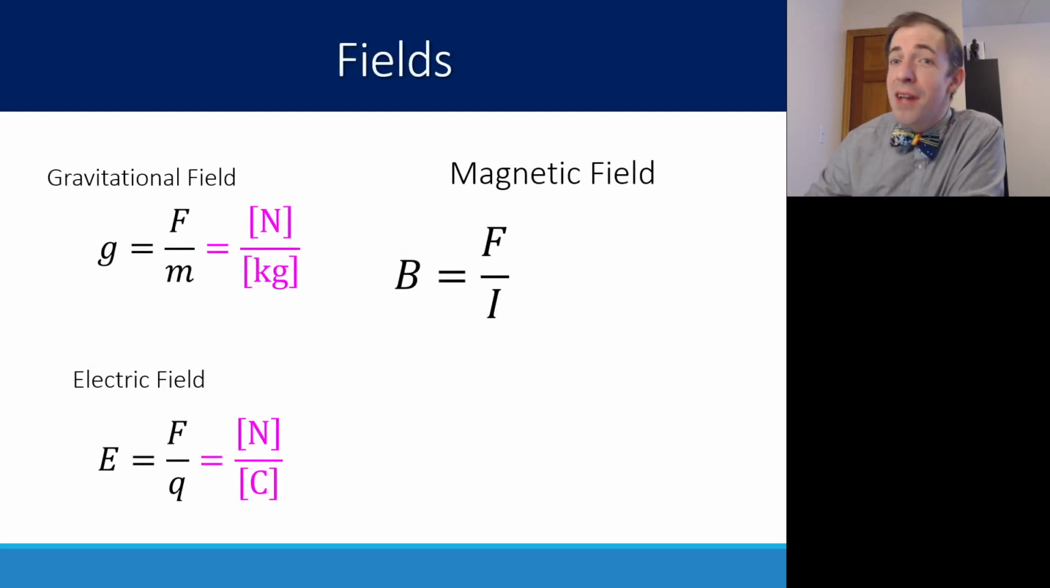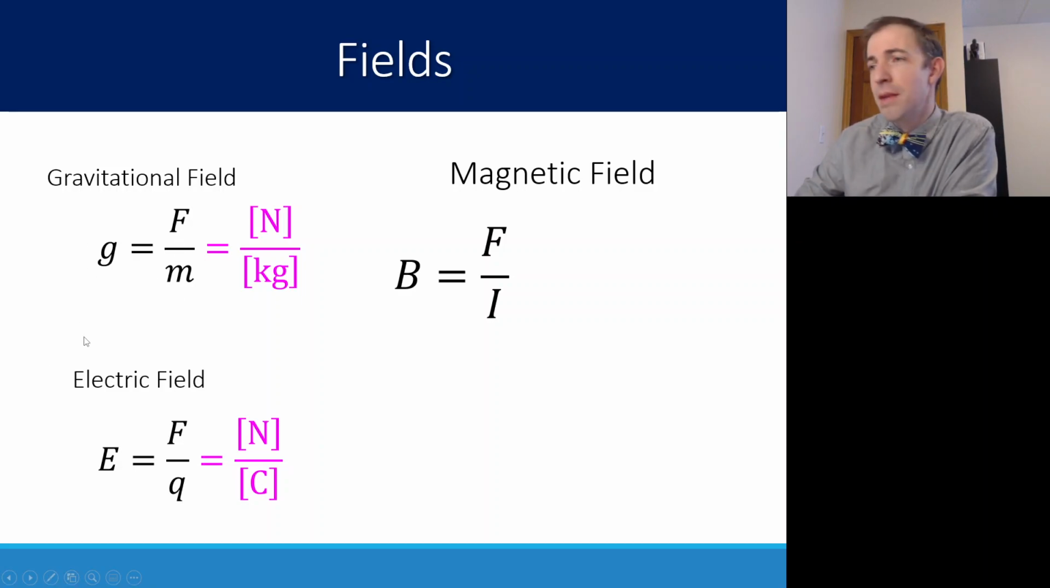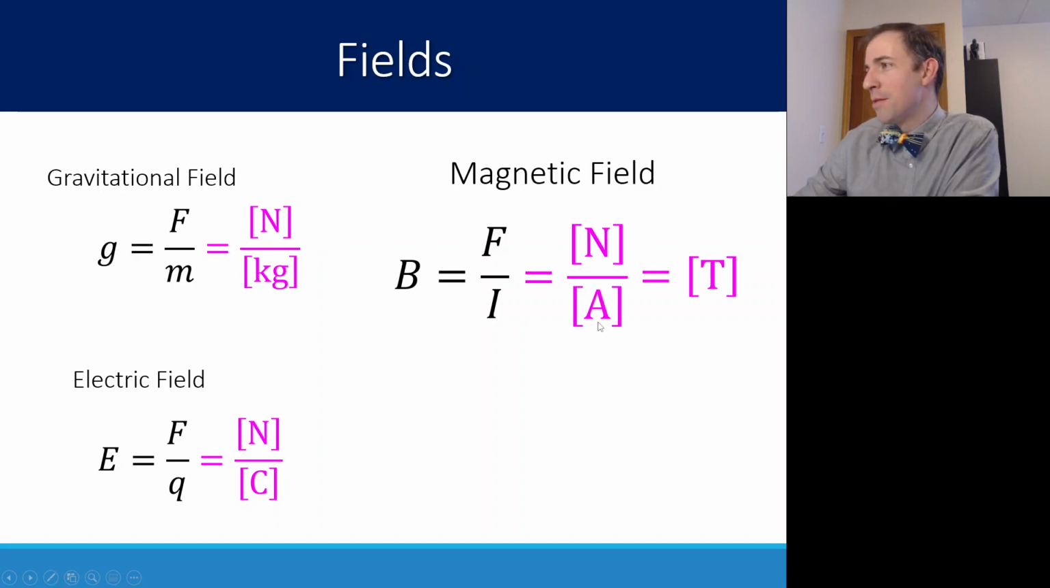All right, so we've talked about fields and field strength already. Gravitational field strength is force per kilogram. Electric field strength is force per coulomb, or force per charge. Magnetic field strength, this capital B, the B field, is force per current. So we'll see newtons per amp, and that will give us this T, standing for Tesla.